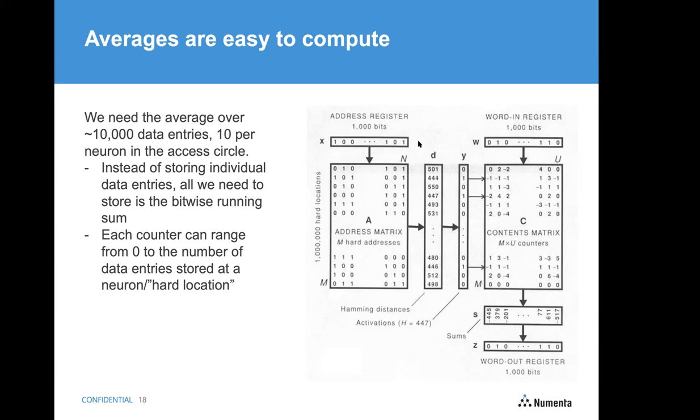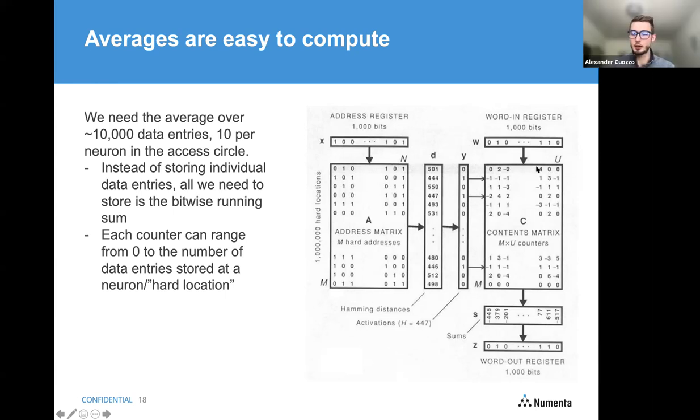But if it's the same address, then this will be fed in here as well. And then it'll increment the counters at the locations where you have a one here and a one here. In that way, the sums stored at each hard location will represent the average of their own multiset. And you can average all these multisets by taking the vertical average. And then out comes your word out, which is the output of your memory.